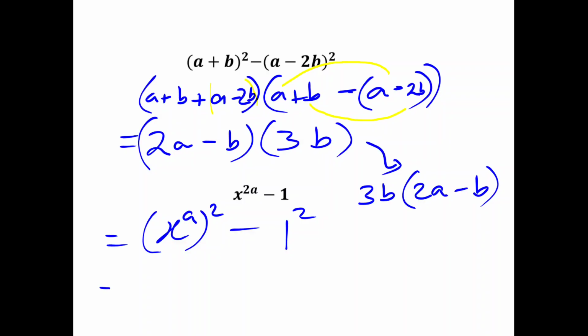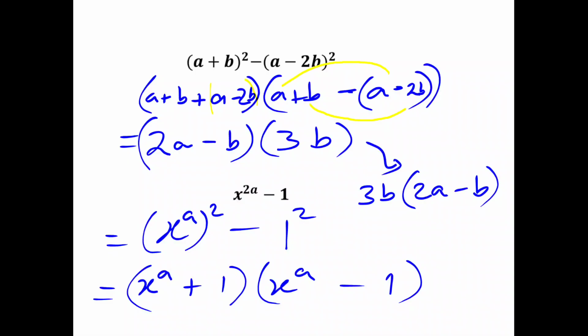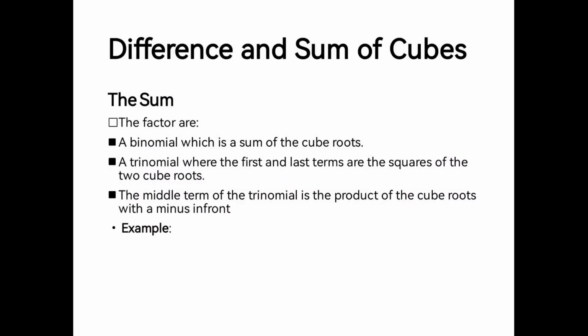So we can then now say 2 brackets, a sum and a difference of square roots. So the first one will be x to the power a, 1, a plus, and a minus. Now this is our factorization. So these are the solutions of the respective problems that we were given in this particular case. Then now we move to the difference and sum of cubes.